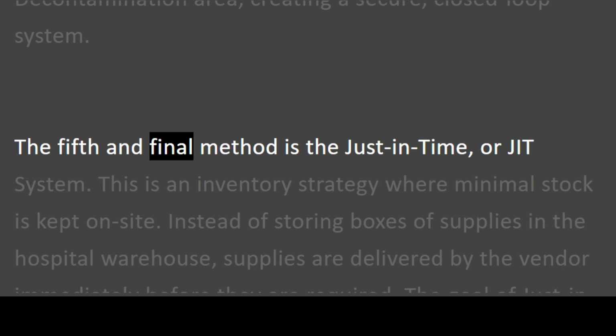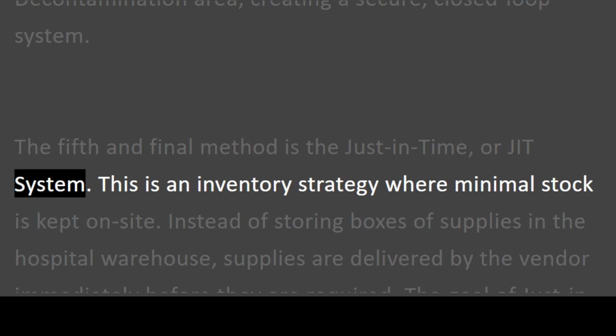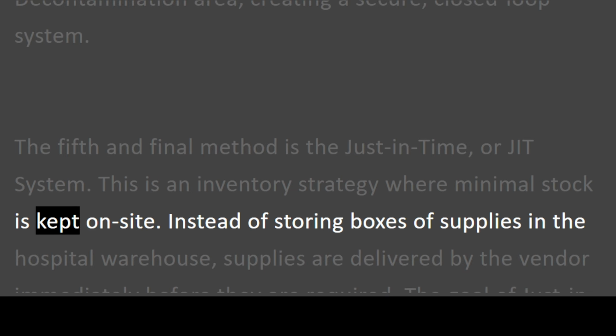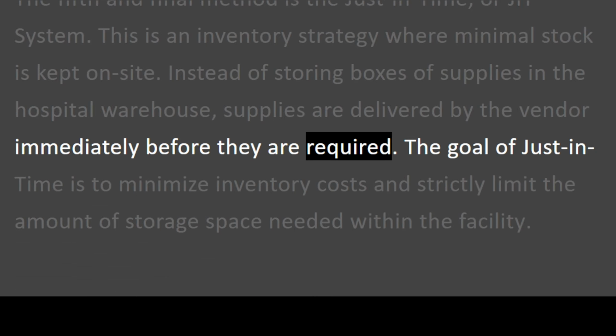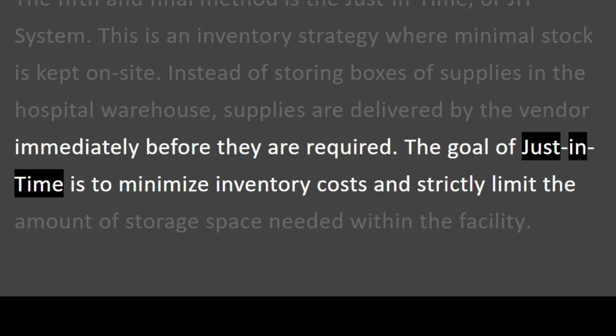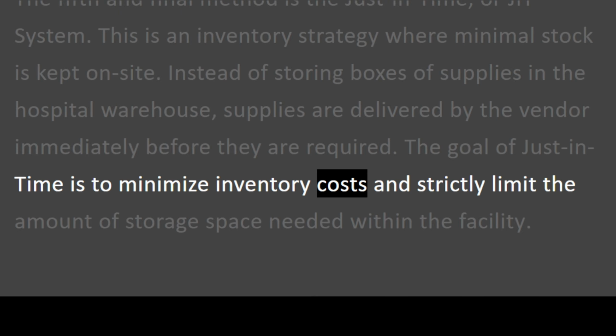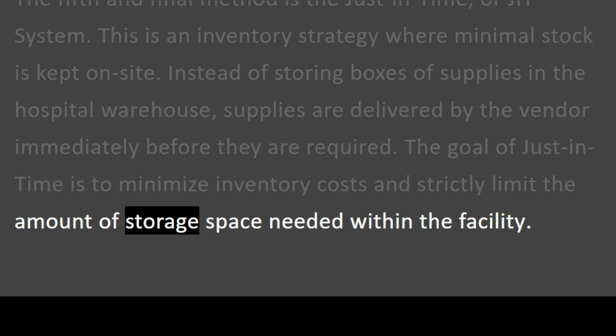The fifth and final method is the just-in-time, or JIT system. This is an inventory strategy where minimal stock is kept on site. Instead of storing boxes of supplies in the hospital warehouse, supplies are delivered by the vendor immediately before they are required. The goal of just-in-time is to minimize inventory costs and strictly limit the amount of storage space needed within the facility.